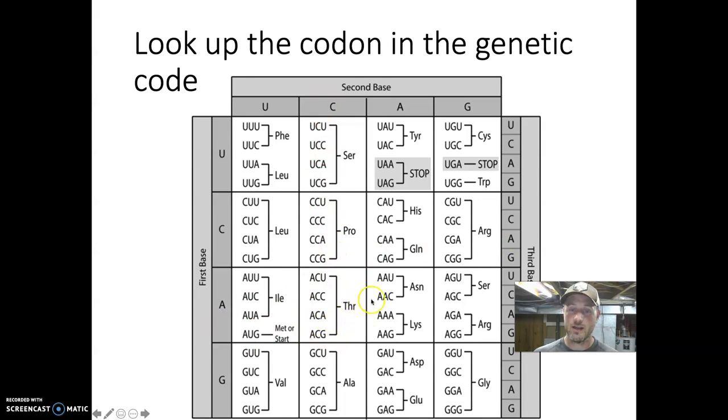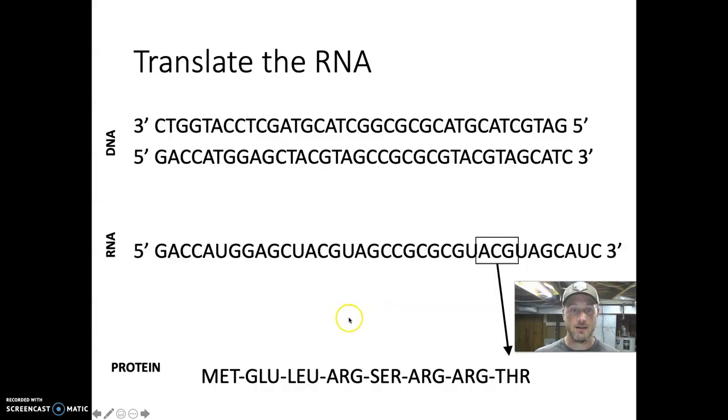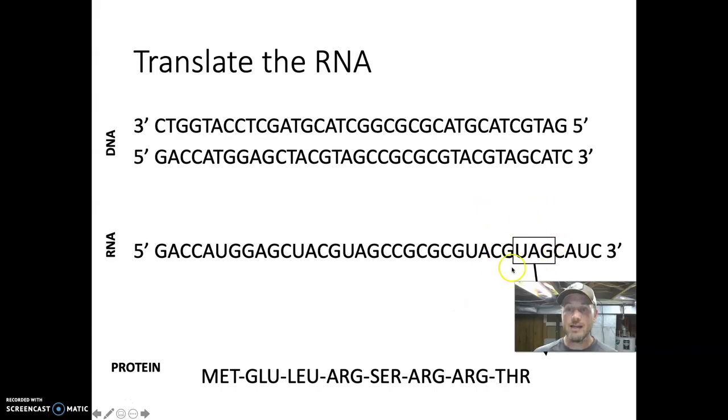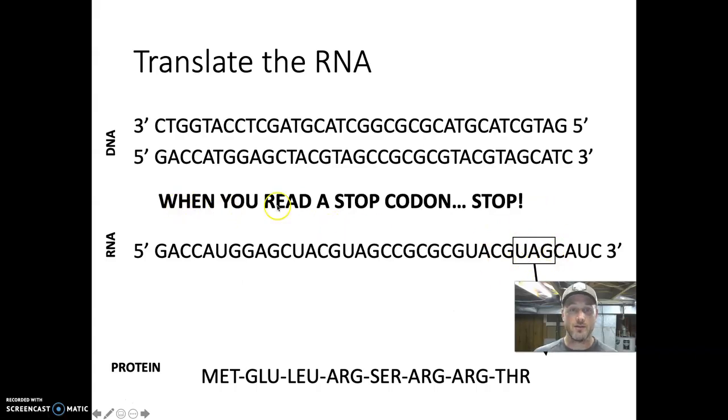ACG, there it is. We get this amino acid called threonine. So we put Thr in there. We go on to the next codon, UAG. So we look that up, UAG. Oh, and this one, like we have a start codon, we have a stop codon here. So this actually tells us to stop the translation process. So when we read a stop codon, any stop codon, when you read a stop codon, stop, you're done.